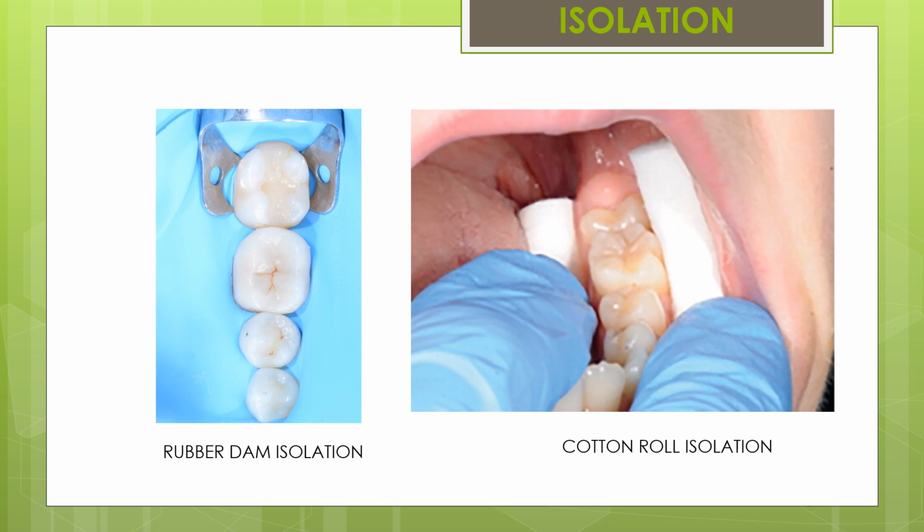The first thing is isolation. So how do we isolate the tooth? You have to isolate either using a rubber dam or we can use cotton roll isolation.